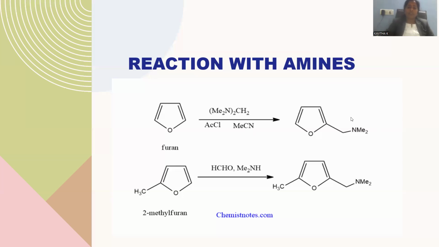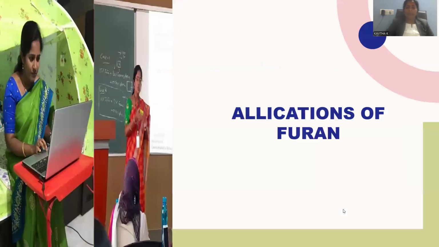This alkylated product will be originated. Methyl substituted furan if taken. This is called formaldehyde, and dimethylamine. Everybody is aware about this reaction, which is called Mannich reaction, giving rise to amines. So here formaldehyde and dimethylamine together are able to generate this Mannich base. So that kind of product formation is possible at position number 2.